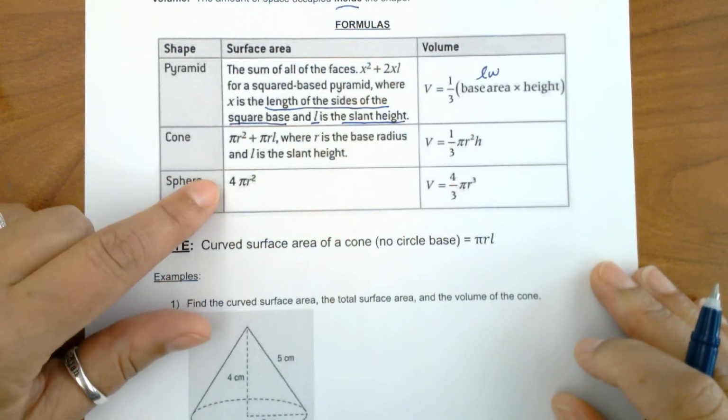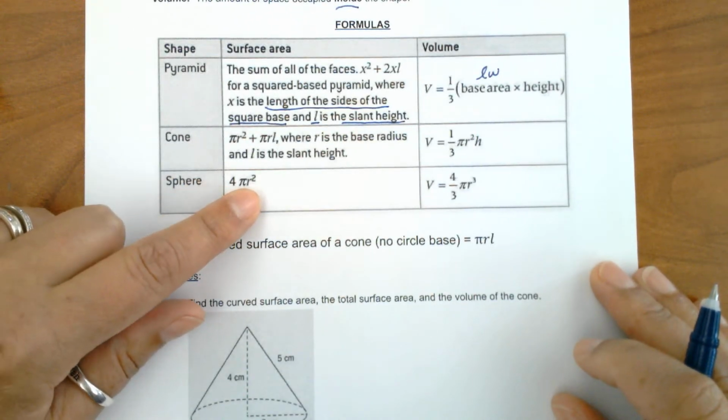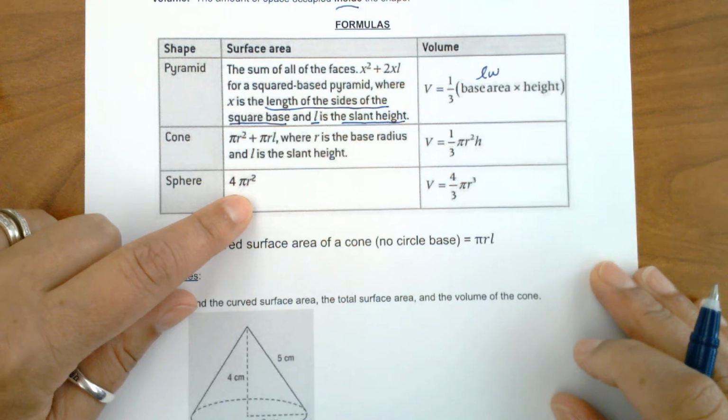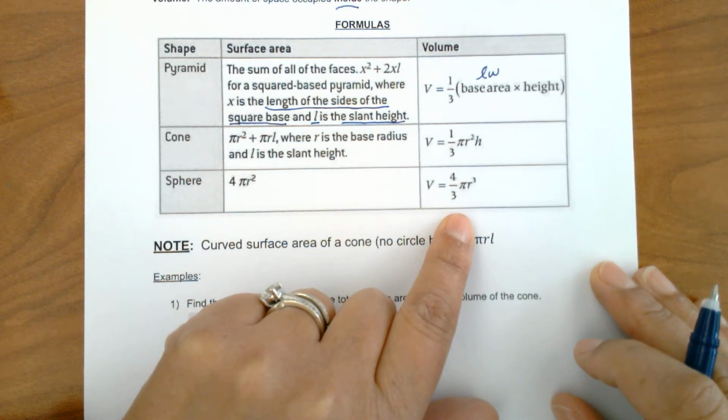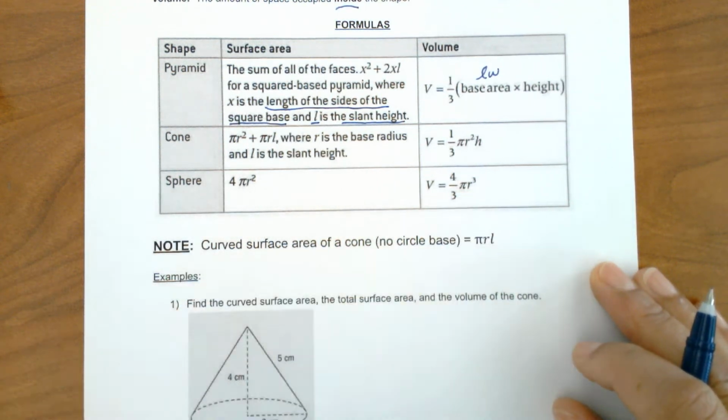And in a sphere, we have 4 times pi r squared. Ooh, we're taking 4 times the area of a circle. And for volume, it's 4/3 pi r cubed.